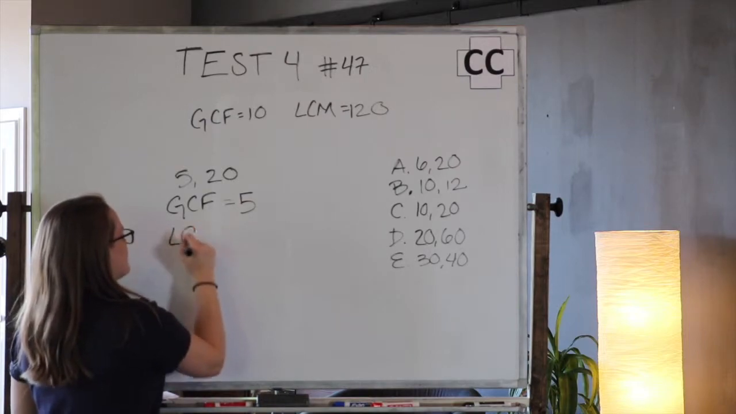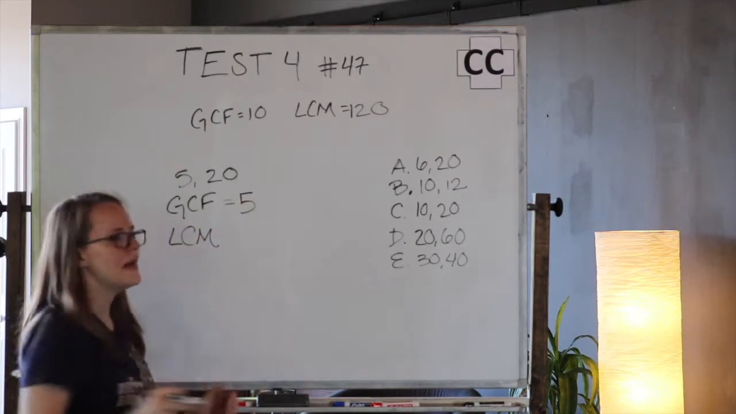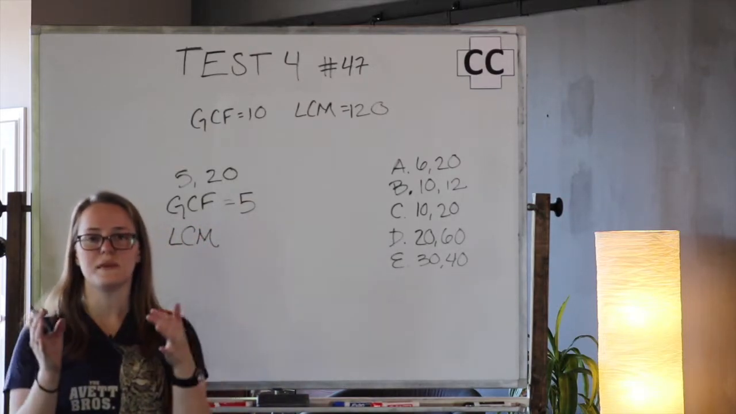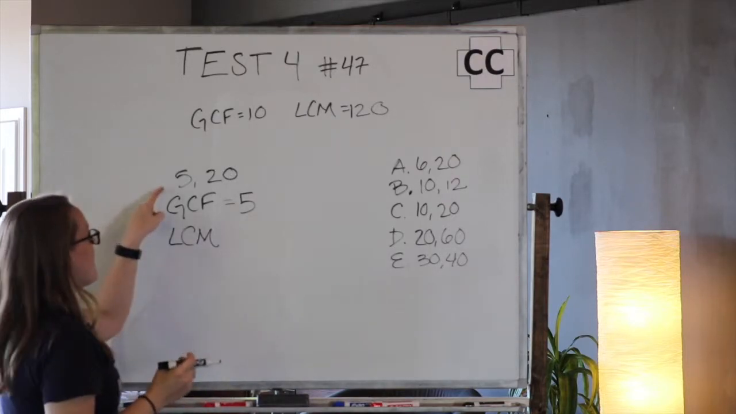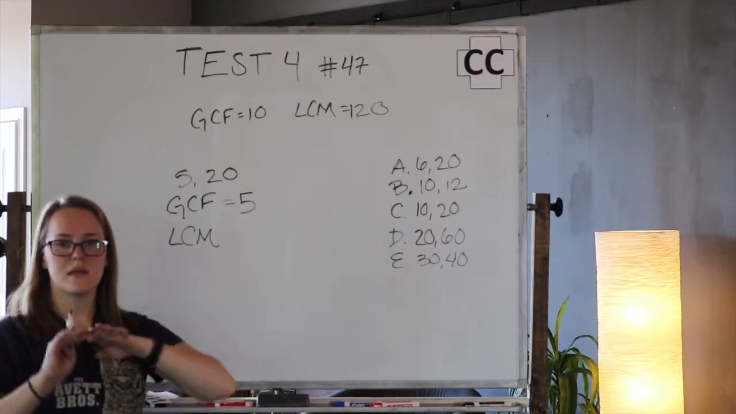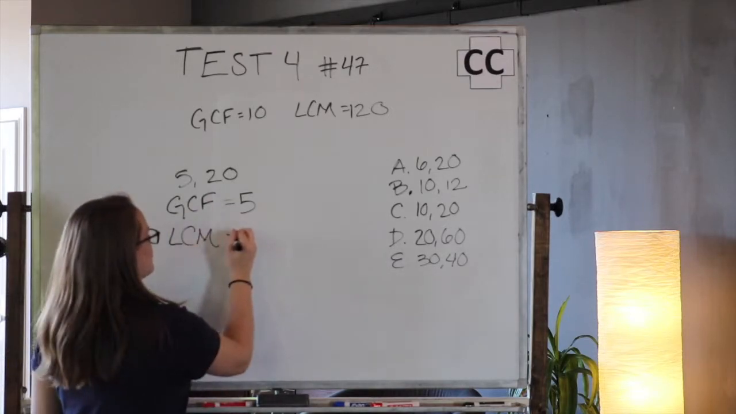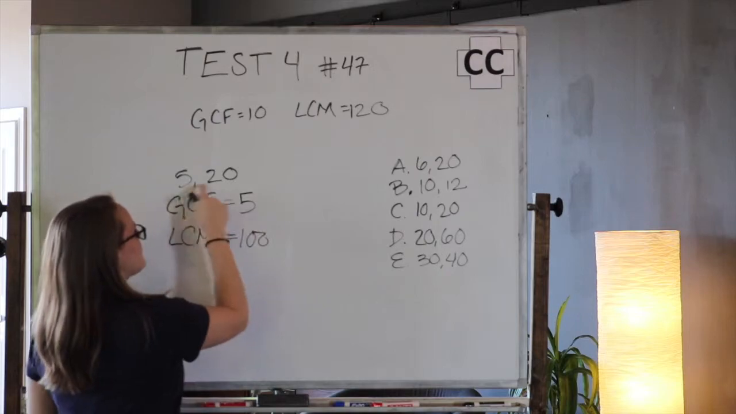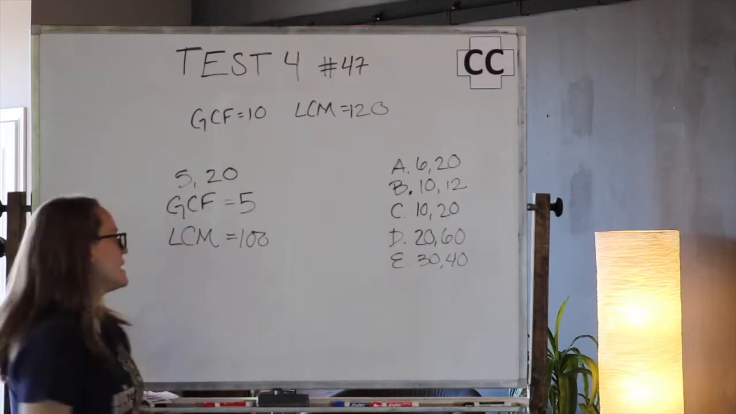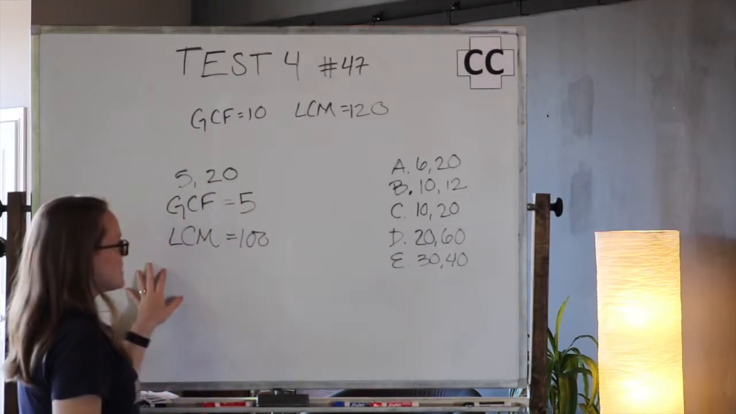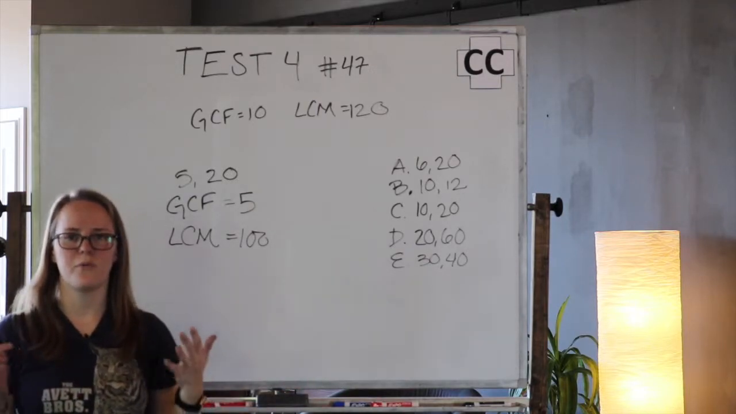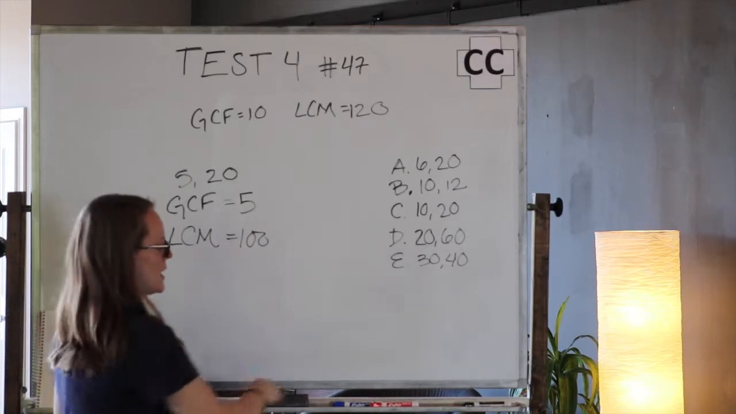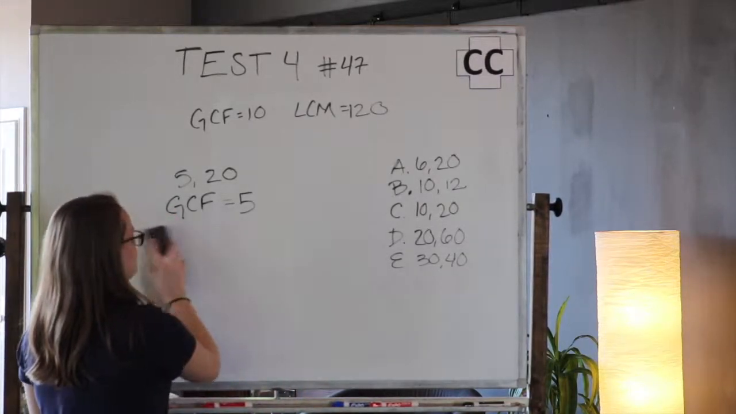Then we've got lowest common multiple, and that's the smallest number that they can both be multiplied into. So in this case, 5 and 20, the smallest number that they can both be multiplied into is going to be 100, which is 5 times 20. So that's pretty easy. That's our example. Now what I want to do is look at these 5 sets of numbers and figure out which one matches the description by using process of elimination.